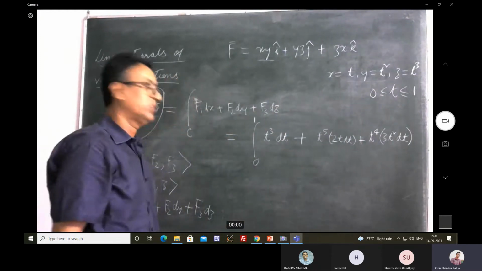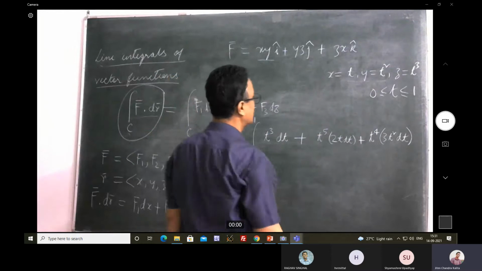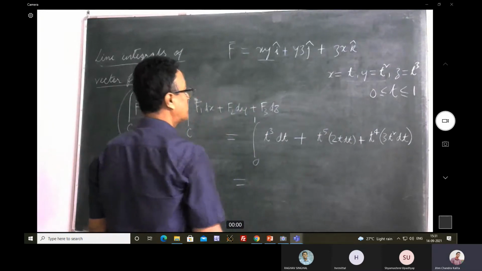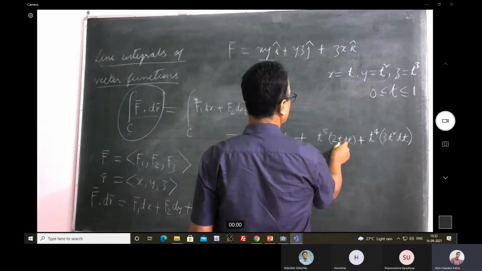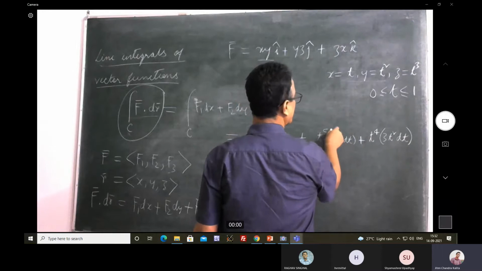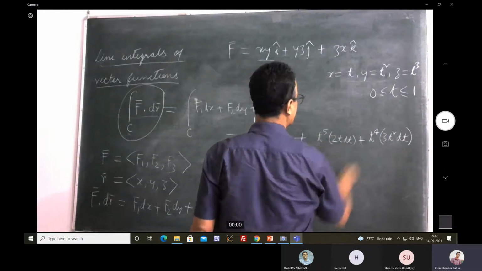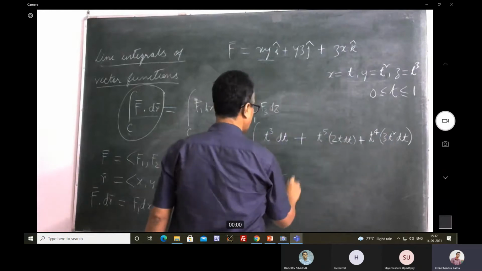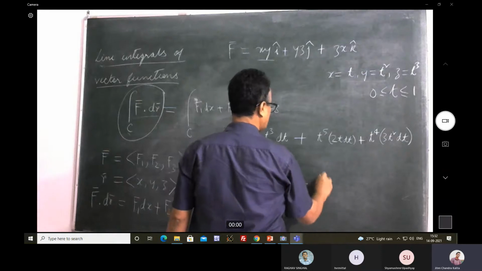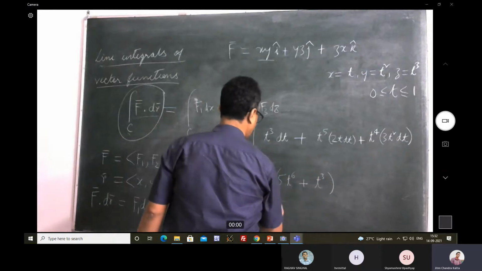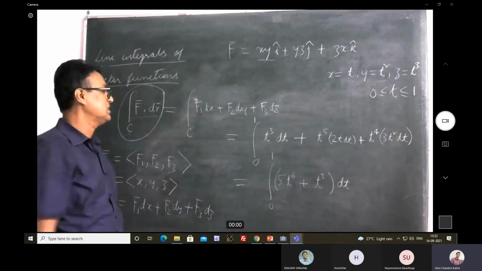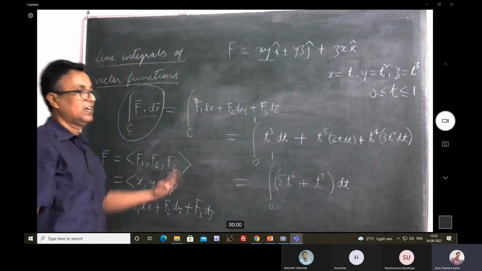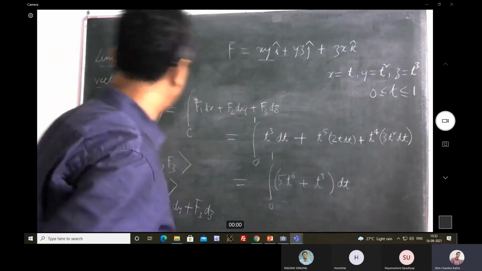Since t lies between 0 and 1, the lower limit is 0 and the upper limit is 1. Now simply you have to perform the multiplication. Here t to the power 5, and this is going to be t to the power 6, right? So 2t to the power 6 and 3t to the power 6. So 5t to the power 6 plus t cubed, from 0 to 1, dt. So simply integrate it, and whatever value you get will be the final result.